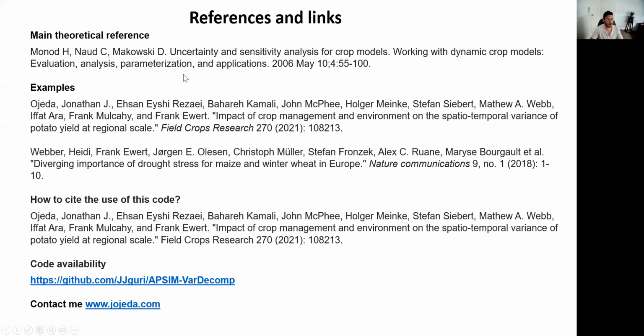Okay, here you can see the main theoretical reference, which is the base of this analysis, and then two examples. The figures that we saw recently are from this paper, and I really encourage you to have a look at it, which is a really interesting paper. And then here you have the code availability. You just need to find my repo by looking at my GitHub account, and you will find all the files that we will use today.